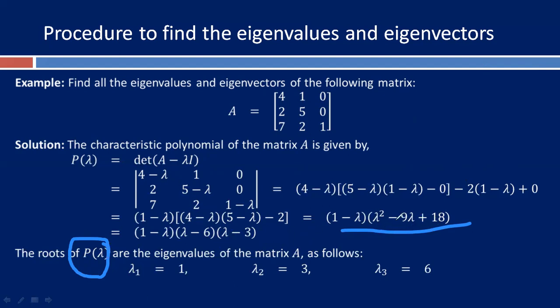So when we calculate it and put it equal to 0, then 1 minus lambda is equal to 0, lambda minus 6 is equal to 0, lambda minus 3 is equal to 0. So from here I have lambda 1 is equal to 1, lambda 2 is equal to 3, and lambda 3 is equal to 6. So here I determined all these values. Next we see how these are our eigenvalues. Now we have to find the eigenvectors with the help of the eigenvalues. So let's see.